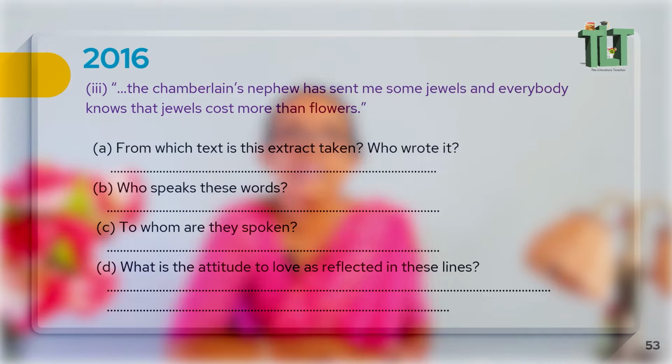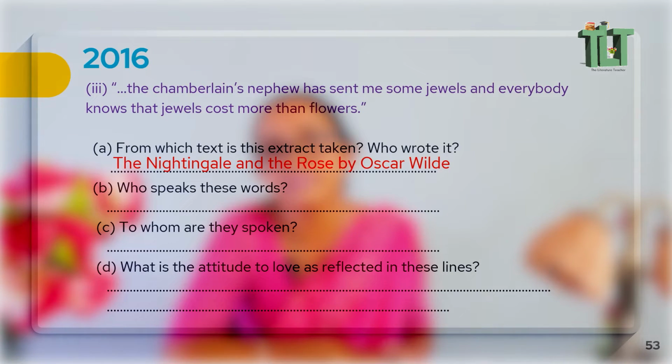The Chamberlain's nephew has sent me some jewels, and everybody knows that jewels cost far more than flowers. From which text is this extract taken? Who wrote it? Be careful and be alert on the spellings plus capitalization. Here, the T capital, Nightingale N capital, Rose R capital. The Nightingale and the Rose by Oscar Wilde. Wilde, there should be E at the end.